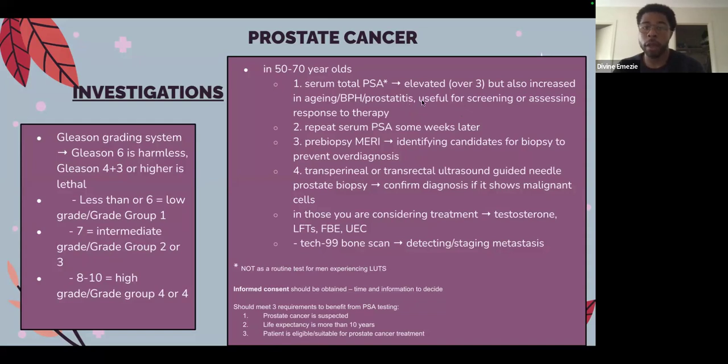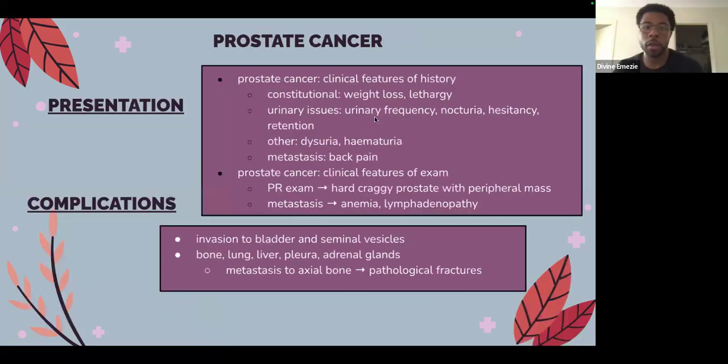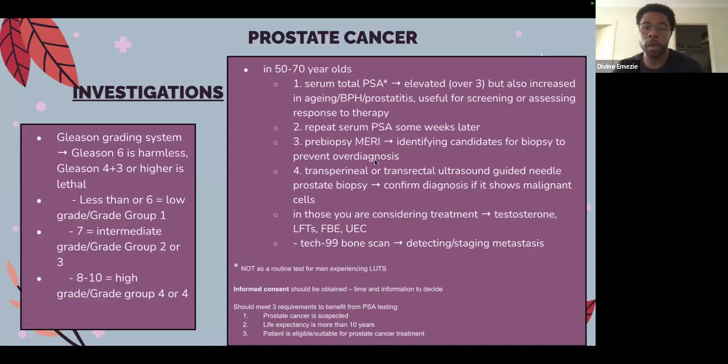It'll probably be elevated, but it could also be elevated in other issues as well, like prostatitis, bike riding, stuff like that. So really what we're doing here is thinking, is the presentation making me worry about prostate cancer, and so do I need a biopsy? So we'll do that transperineal or transrectal, and that's to confirm the diagnosis. And then you can think about a bone scan for metastasis.